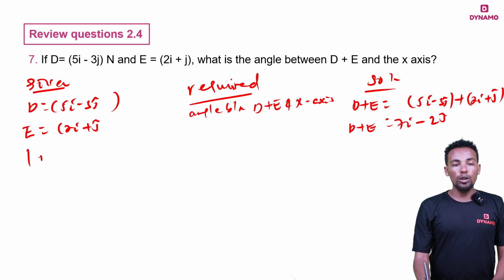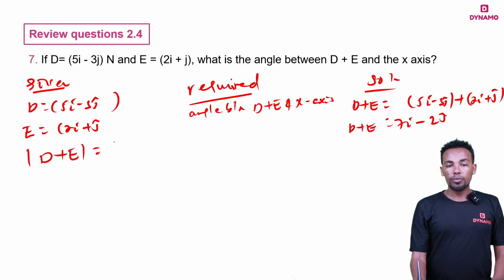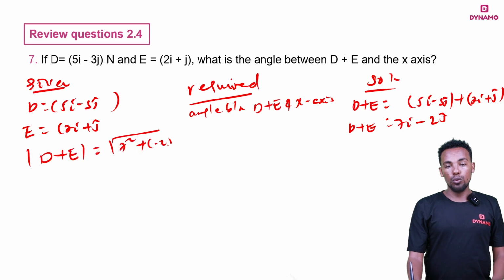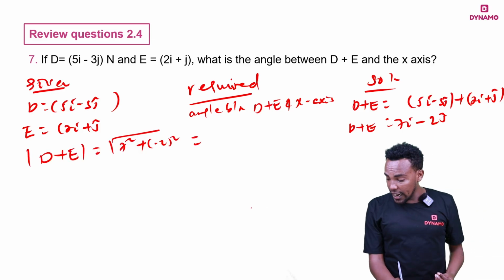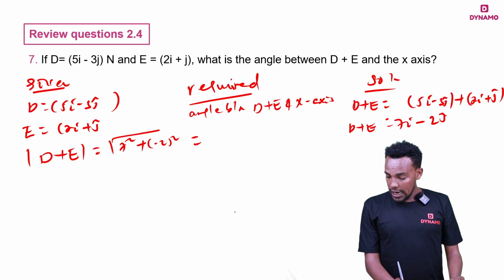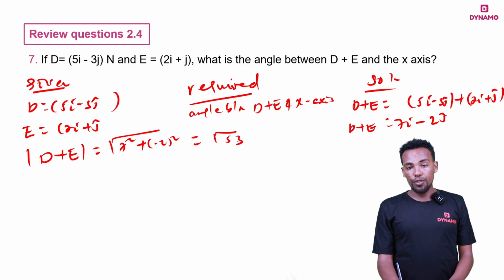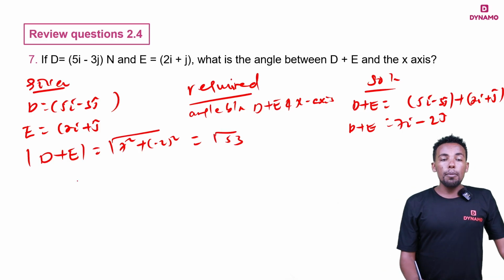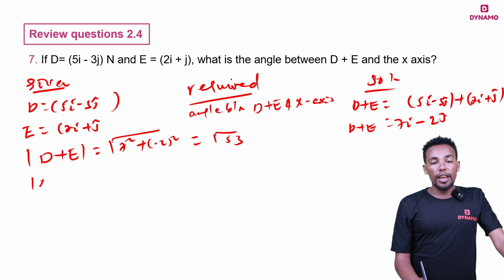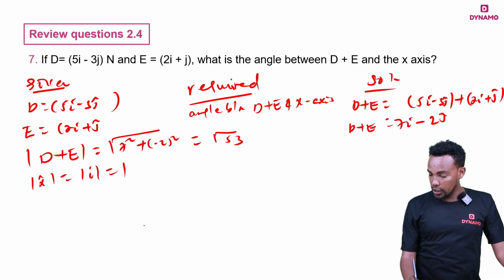Magnitude of D plus E is the radical of 7 squared plus minus 2 squared. 7 squared is 49 and 2 squared is 4, so it is radical of 53. For the x-axis unit vector I, the magnitude is 1.